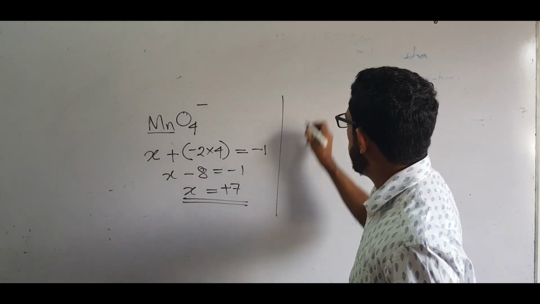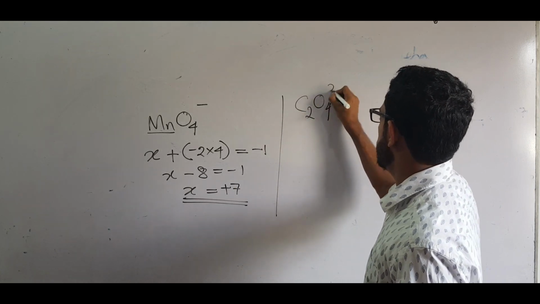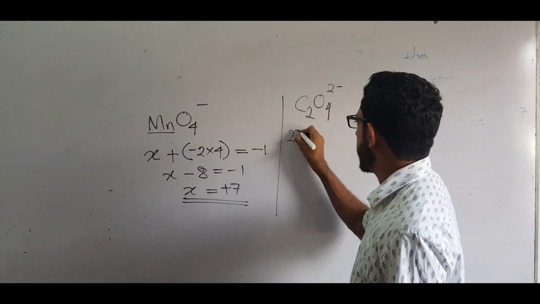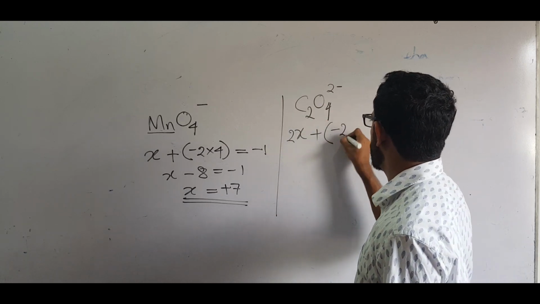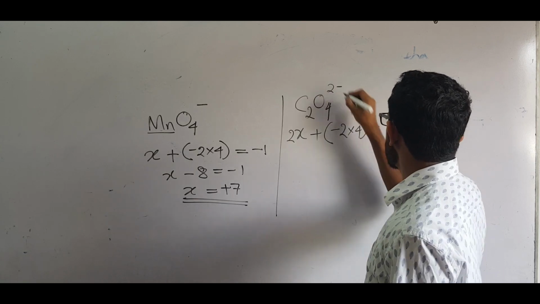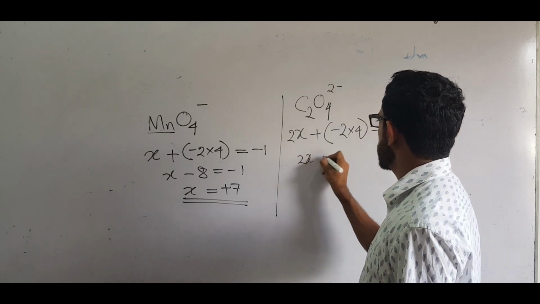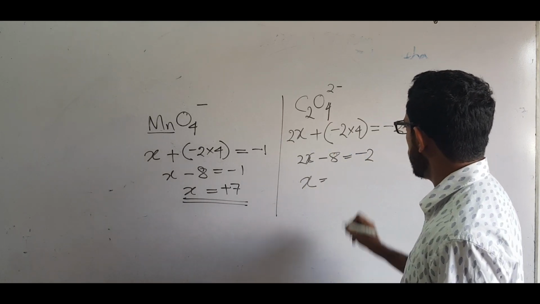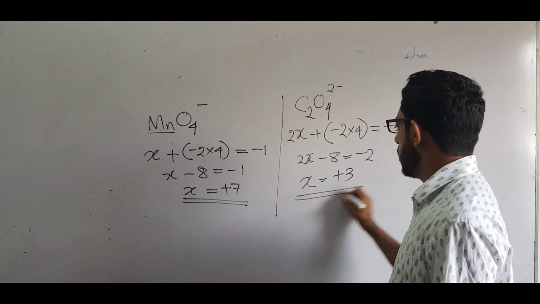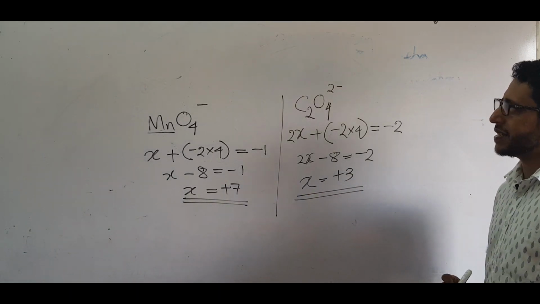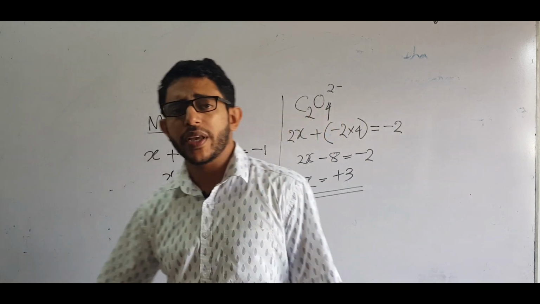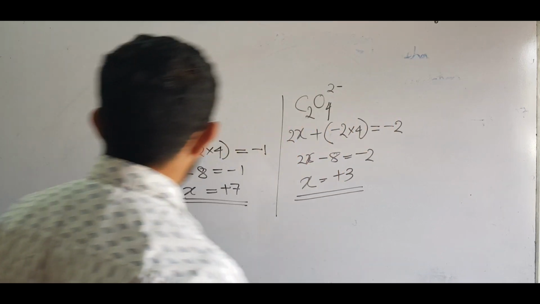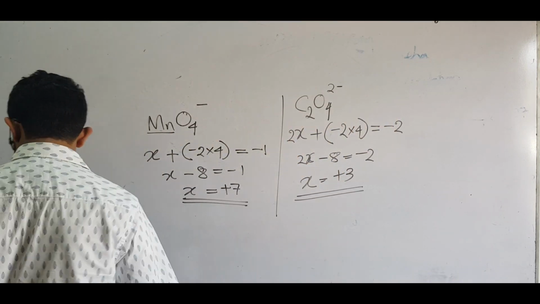Another one, C2O4 2 minus, those are the substances we had in that particular reaction. Now, we have 2 carbon atoms. So it is 2X plus oxygen, minus 2 into 4, is equal to the charge, minus 2. 2X minus 8 equals minus 2, X equals plus 3. So the oxidation state of carbon is plus 3, right. Likewise, we can find the oxidation state of any substance. Okay, so if I do another example, I will do it over here.